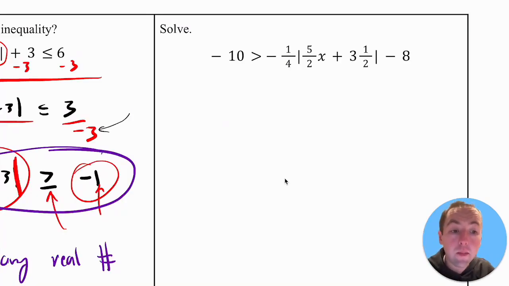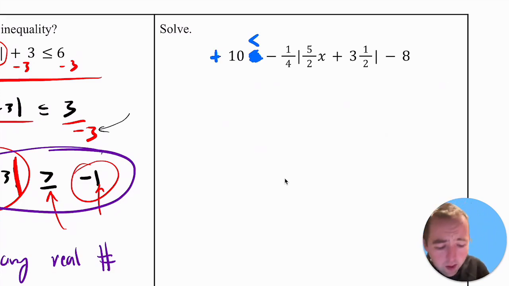With this last example, there's a few things that I want to tweak about it. The first thing I want to tweak here is that -10. I'm going to change it to be a +10. And then the second thing is, instead of that being a greater than symbol, I want it to start off by being a less than symbol. And then we'll take this and solve it from here.